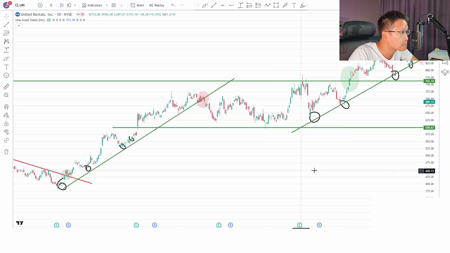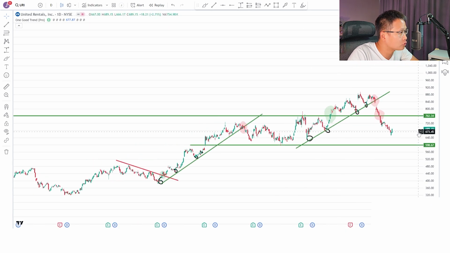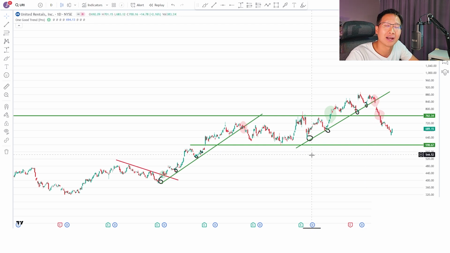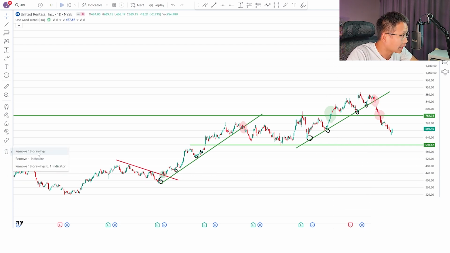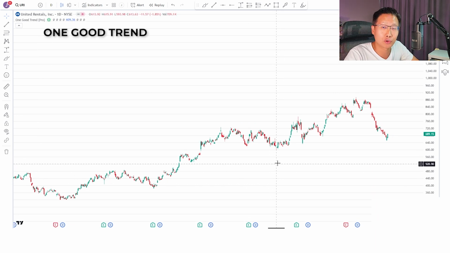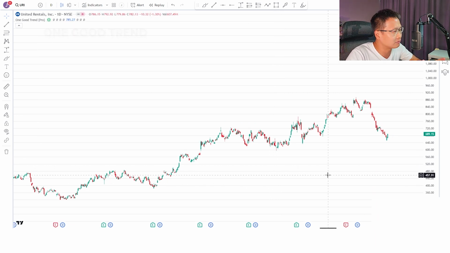In terms of a downtrend. So let's move on and let me share with you how we can look at structure in another way as well. We'll talk about higher lows, higher highs, lower lows and lower highs. But in terms of structure, let me just remove everything. I have this indicator called the One Good Trend Pro indicator, which gives us a very good idea of the structure of a stock.